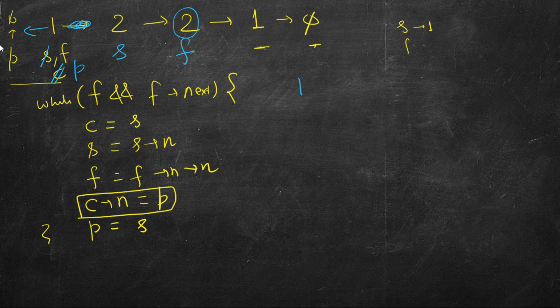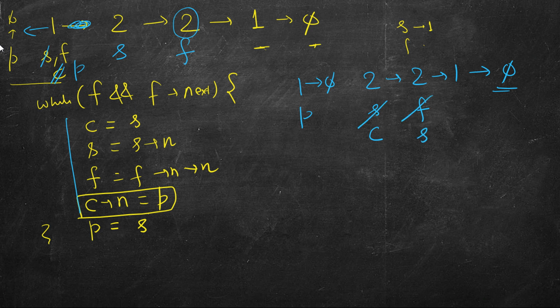So 1 is here, its next is null. Then we have 2, 2, 1, and null. So the second part is the same. And previous is pointing to 1. Fast is pointing to the second 2. Slow is pointing to the first 2. So again, fast is valid, its next is valid, so this loop will execute again. So current comes here at the slow. Slow moves here. Fast moves by 2 steps. So now fast is null.